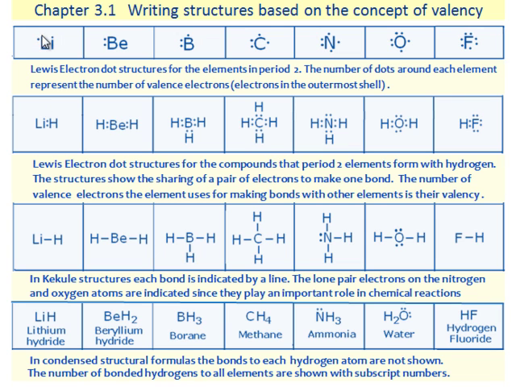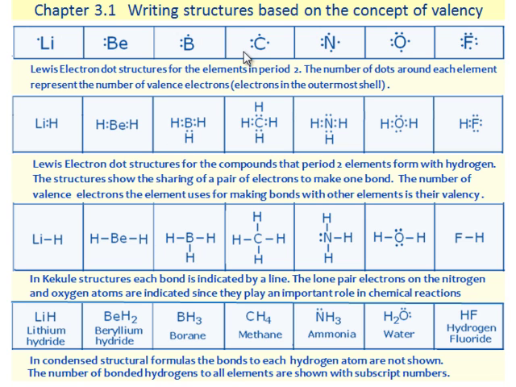The number of valence electrons that an element uses for making bonds with other elements is its valency. The valency of lithium is 1 since it uses one electron to form lithium hydride. The valency of beryllium is 2 since it uses 2 electrons to form beryllium hydride. The valency of boron is 3 since it uses 3 electrons to make borane.